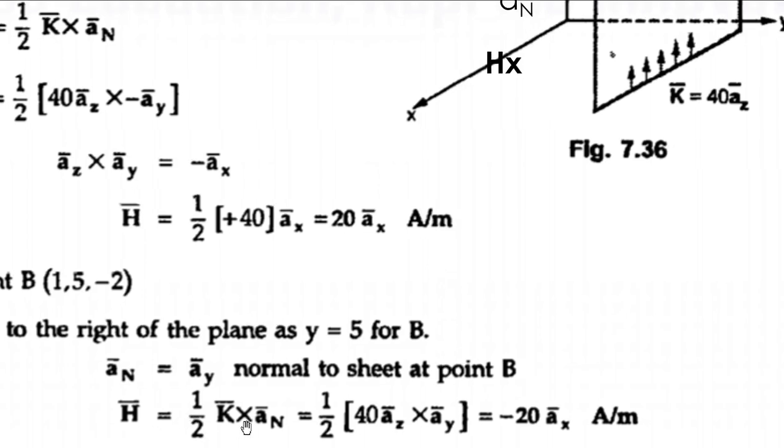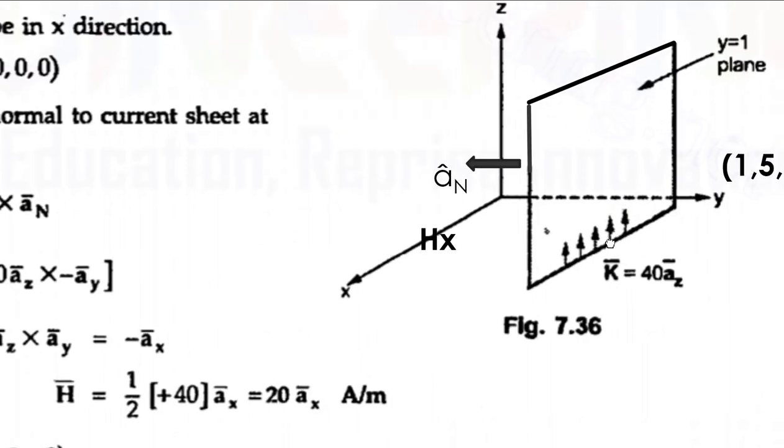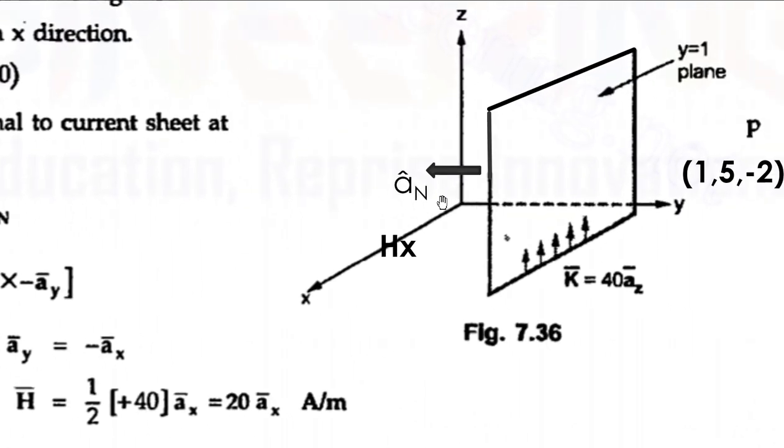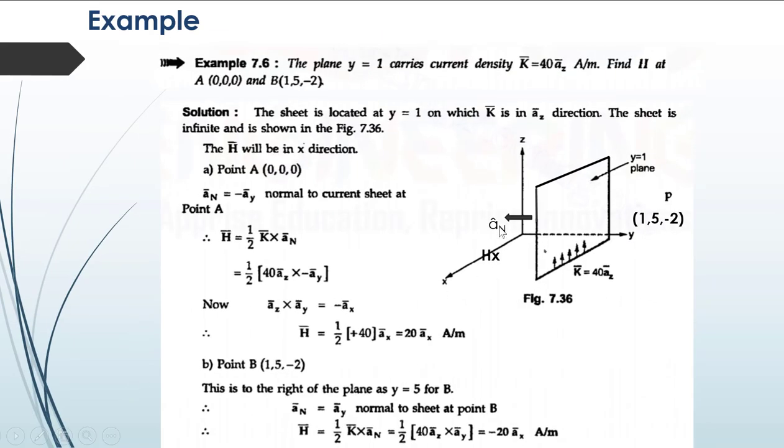So what is h now? H is equal to 1 half k bar into an cap. So 1 half is there, 40 az k is given, and cross ay cap. Now az cross ay, we already know that it is minus ax, so it is minus 20 ax cap ampere per meter. So because of this current sheet, the magnetic field is divided into two parts. One side will give positive magnetic field, and the other side will give negative magnetic field. This way we can solve any example based on the current sheet.